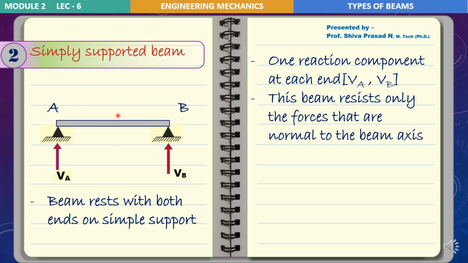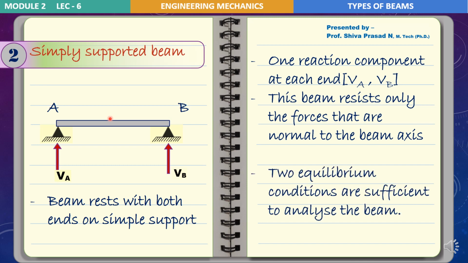So if you have any inclined loads coming into picture, then this beam can slide away. So there is no connection between the simple support and the simply supported beam. So for that reason we say this beam resists only the forces that are normal to the beam axis, that is vertical loads only.